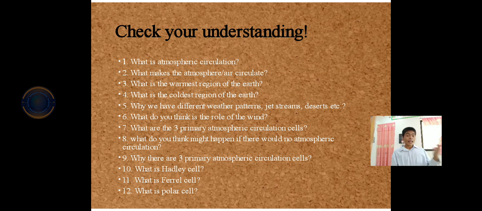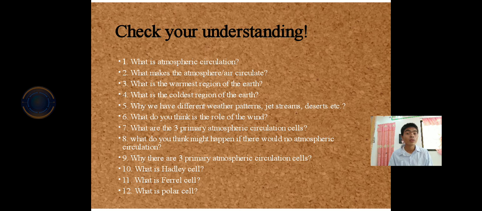So again, we have to check our understanding. I have prepared 30 questions and I will read them one by one. What is atmospheric circulation? I know I discussed it earlier. What makes the atmospheric air circulate? What is the warmest region of the earth? What is the coldest region of the earth?